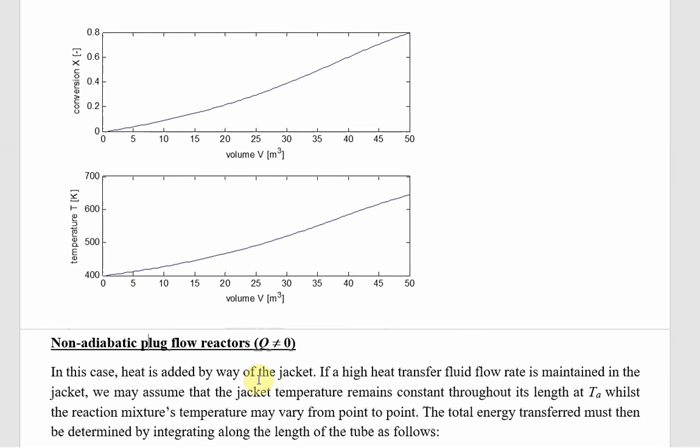So again, this is an exothermic reaction. So as the reactants are converted, we on balance gain thermal energy. Okay, any questions or comments there?